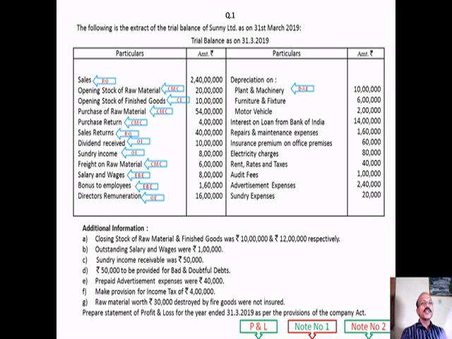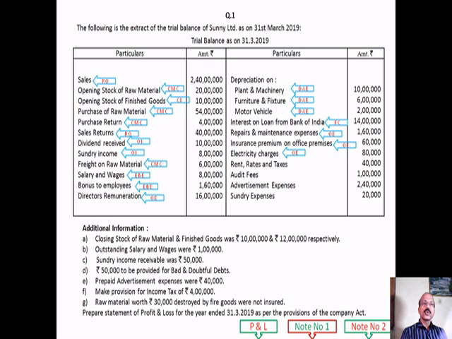Depreciation on plant and machinery is depreciation and amortization expenses. Same for furniture and motor vehicle. Interest on loan from bank is financial charges. Repairs and maintenance expenses is other expenses. Insurance premium on office premises is also other expenses.